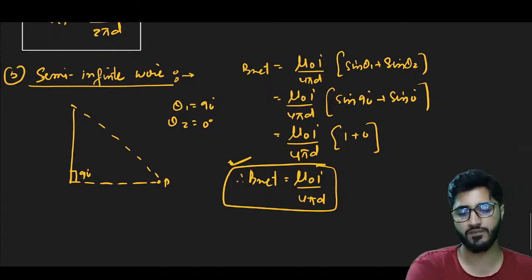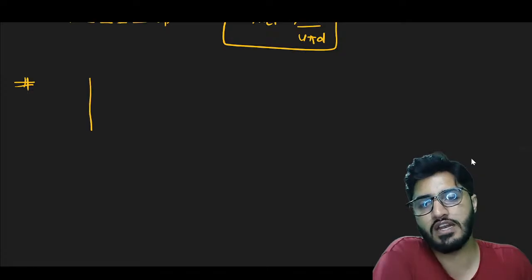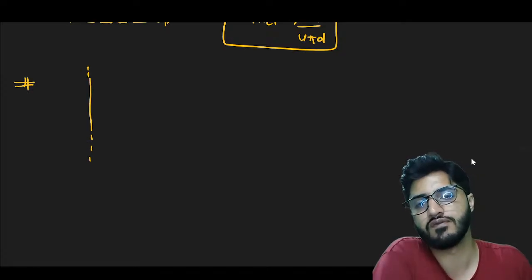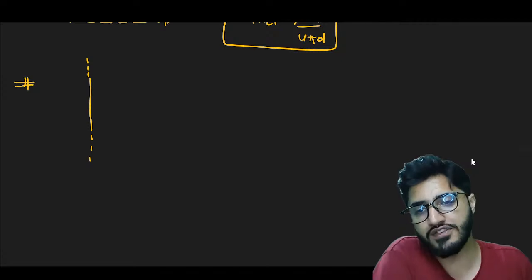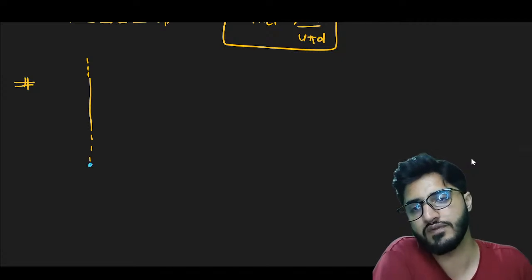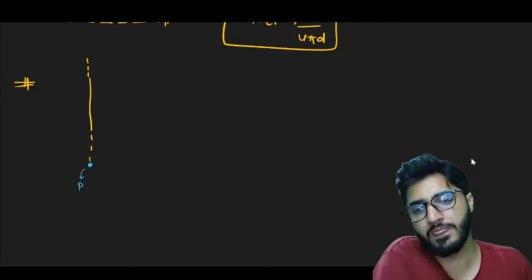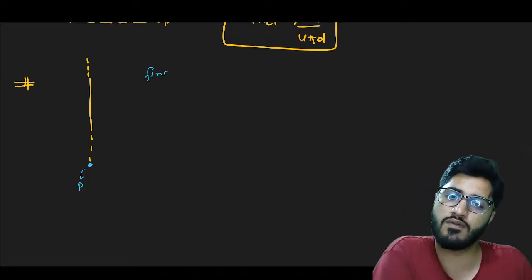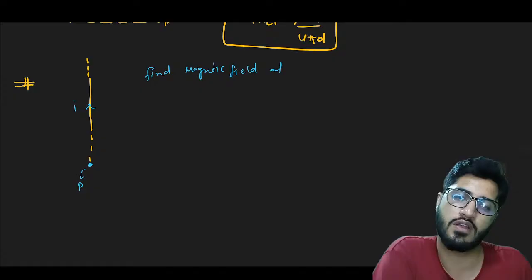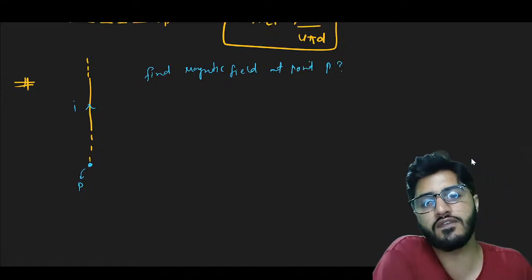Now let us suppose we have a wire. I will ask a question now. This is my wire, an infinite wire, and my point is here. This is my point P. The current is flowing in this way. Find the magnetic field at point P. How will you find it?